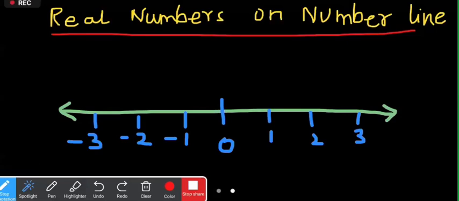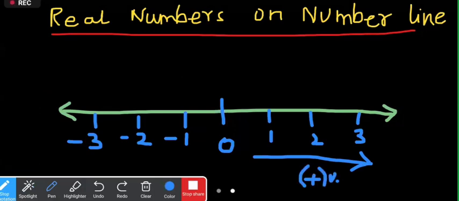Hello everyone. Today our topic is real numbers on number line. We will learn how to plot real numbers on number line. So you can see that you have a number line here. Okay, we have 0 here, and this side of the 0 we have all positive numbers.